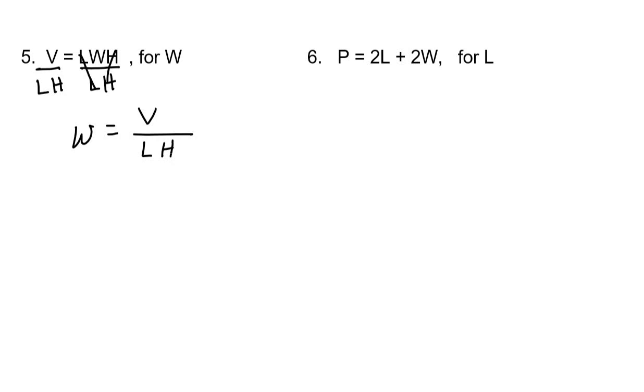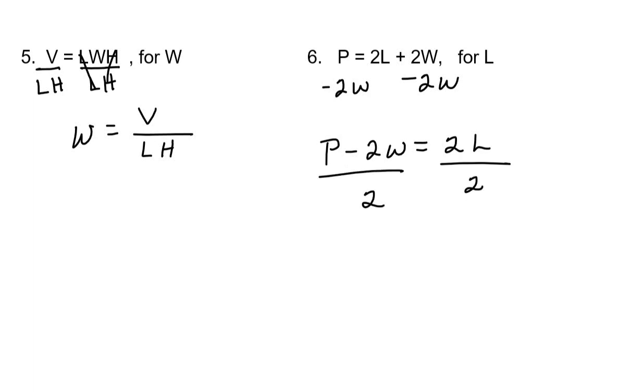Problem 6, I'm solving for l. So I need to get rid of the 2, and I need to get rid of the 2w. I'm going to get rid of that 2w first, so subtract 2w from both sides. Now I need to get rid of the 2, so divide both sides of my equation by 2. So l equals p minus 2w divided by 2.